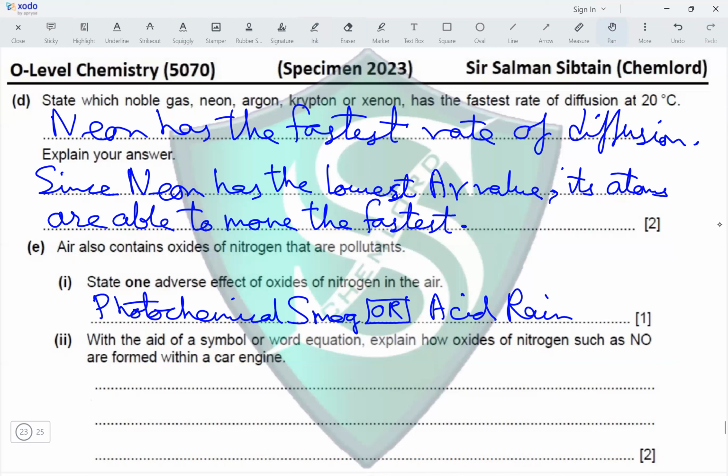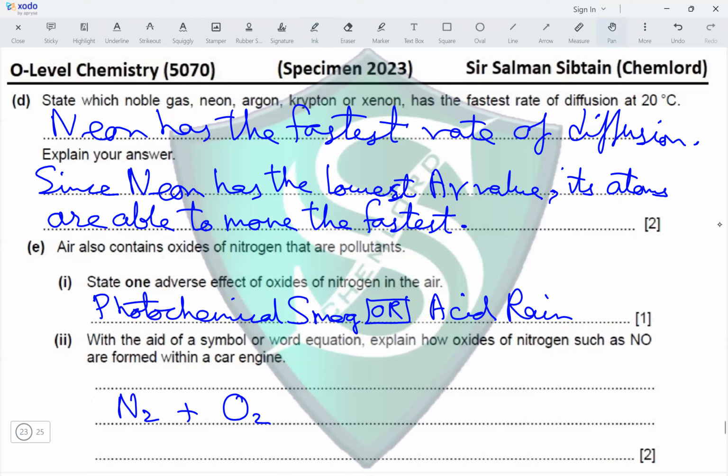Next, with the aid of a symbol or word equation, explain how oxides of nitrogen such as NO are formed within a car engine. Okay, so first of all, we have got nitrogen gas in the air reacting with oxygen gas in the air, right?